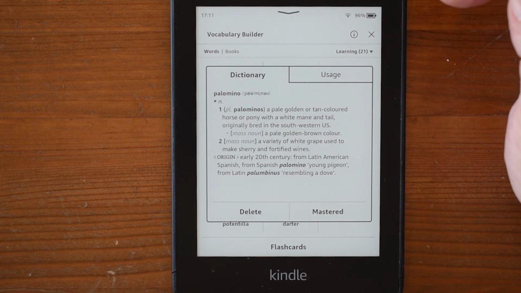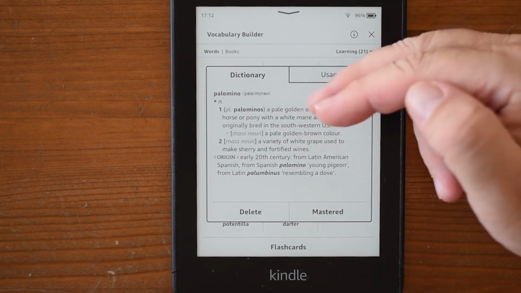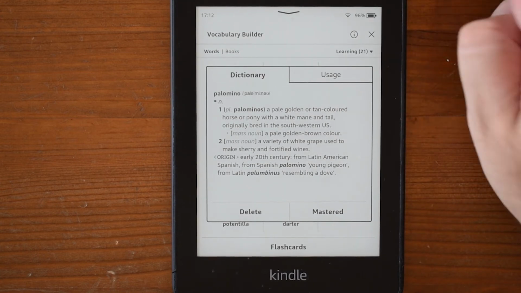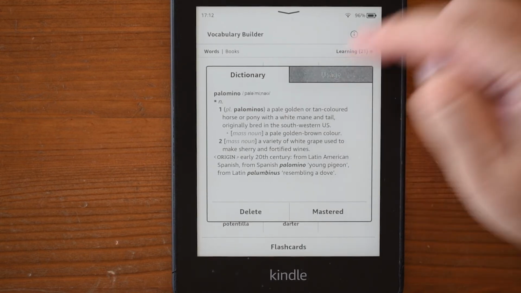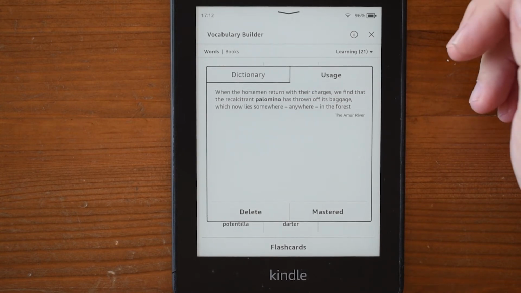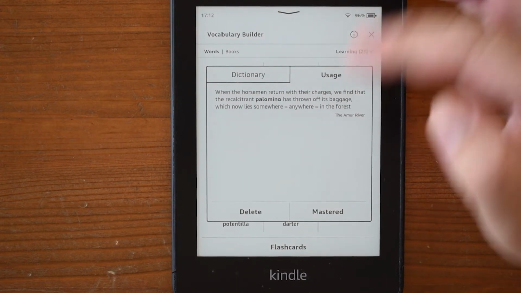So let's look up, for example, this word, which was kind of a horse, and it's pronounced palomino. I can look at the dictionary definition, and here we have two different meanings. This was the same definition that I saw when I pressed down on the word. But I can also go to usage and basically look at the same sentence where it was when I found it in this very book, which is extremely useful because I can see it in context. So I like this a lot.